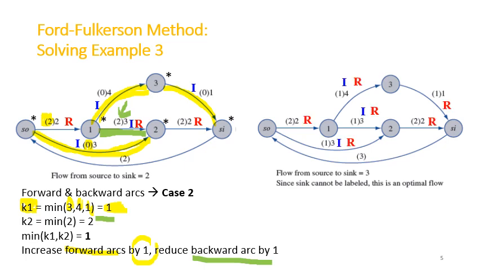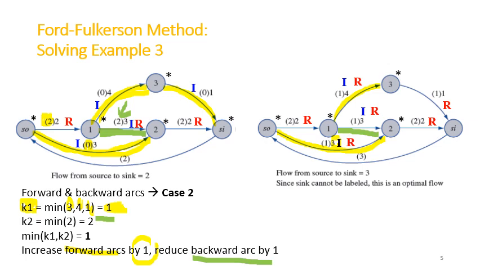Find the properties of each arc and then try to label the sink if possible. We start from the source. We can go to 2, that is a forward arc because it has an increased property, so we can go forward. And then we can go backward to 1 because it has a reduced property, so we can go backward. We can go forward again using this increased arc, but now we are stuck.